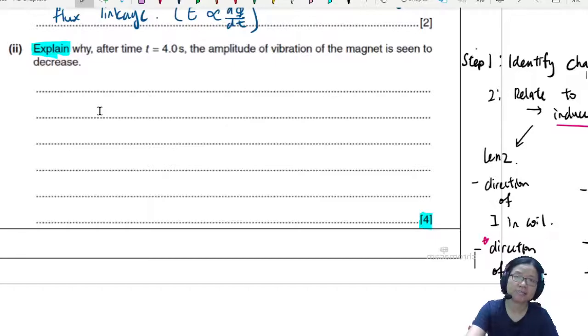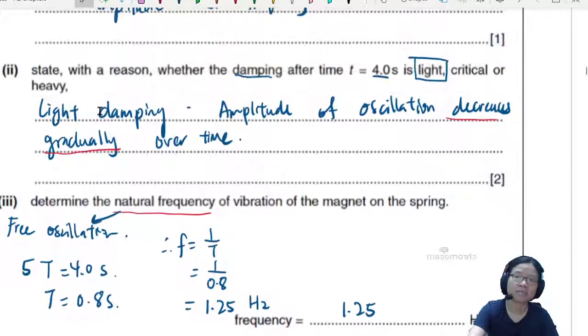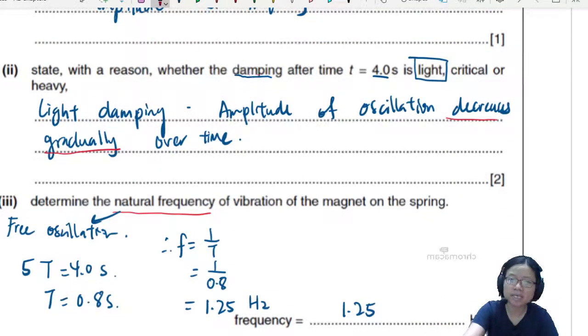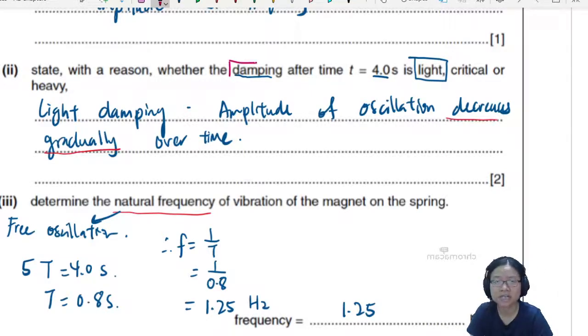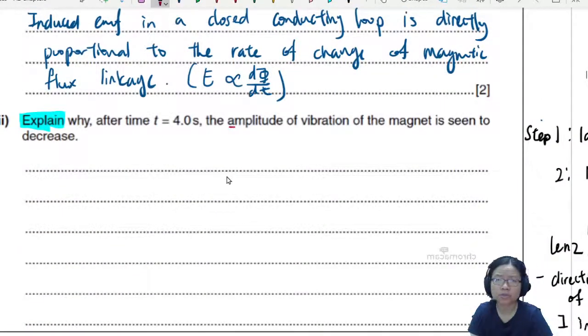In this case, how we know what to explain is a little bit of a hint up here. They say damping. Damping here implies that there is a loss in energy. So we probably can go on to explain why it's happening here, why the amplitude decreases. This decrease in amplitude means there's a decrease in energy, so we need to explain why.